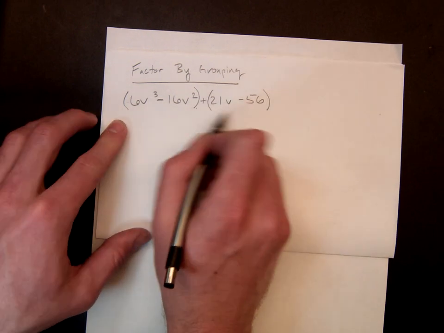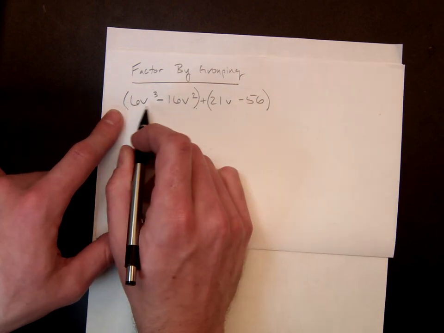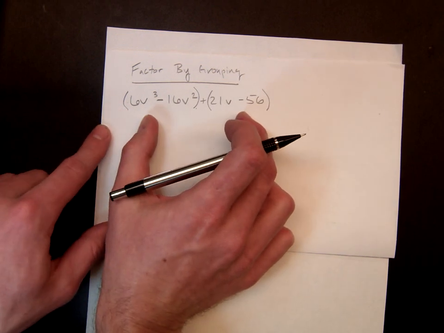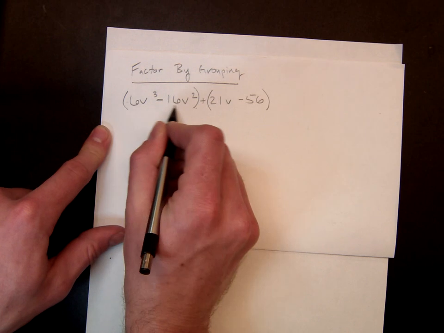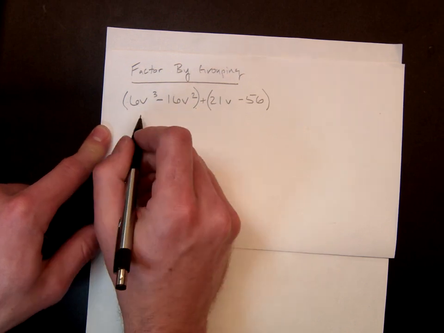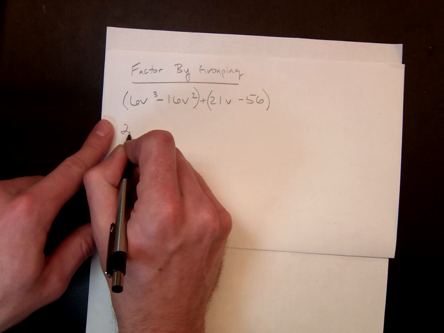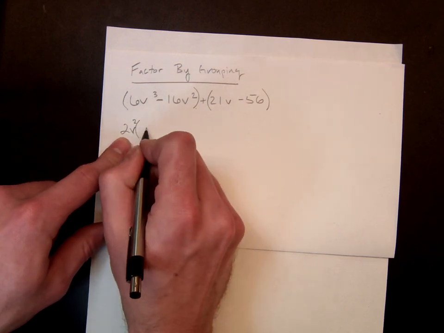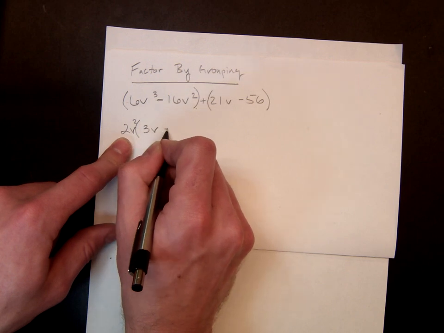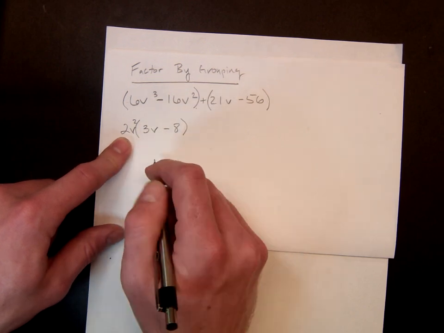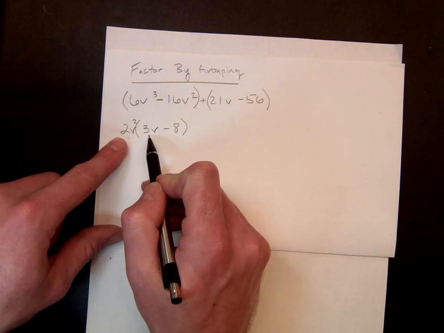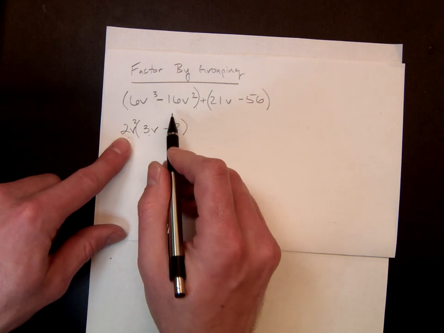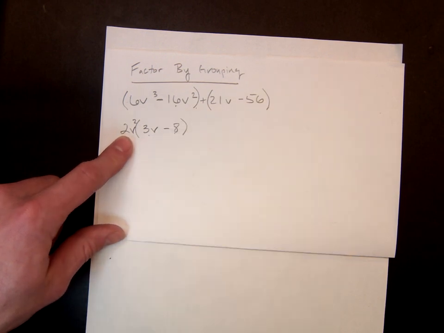Now, the reason we group these out is we're hoping that if we take a greatest common factor out here, a common factor between these two groups will present itself. In this particular case, I can see that the first piece has a greatest common factor of 2 and a v squared that I can take out. That leaves me with 3v minus 8. And I can always multiply back. 2v squared times 3v is 6v cubed. 2v squared times negative 8 is negative 8v squared.